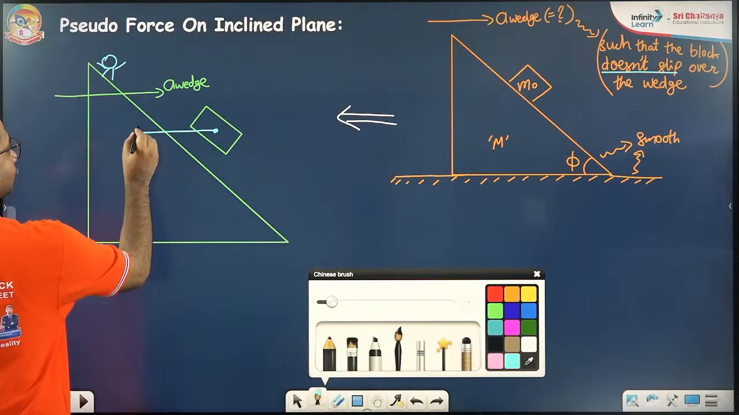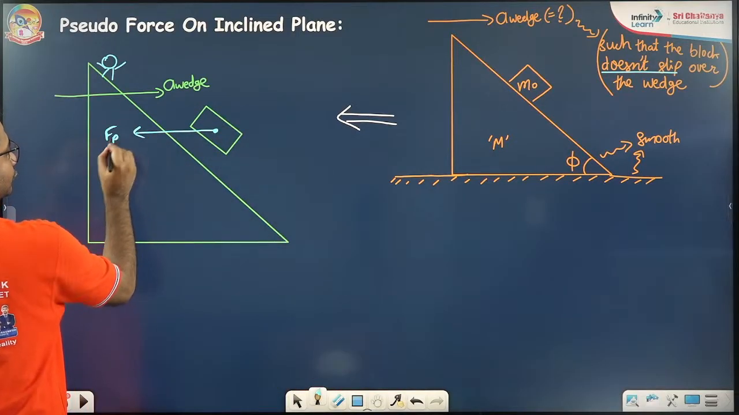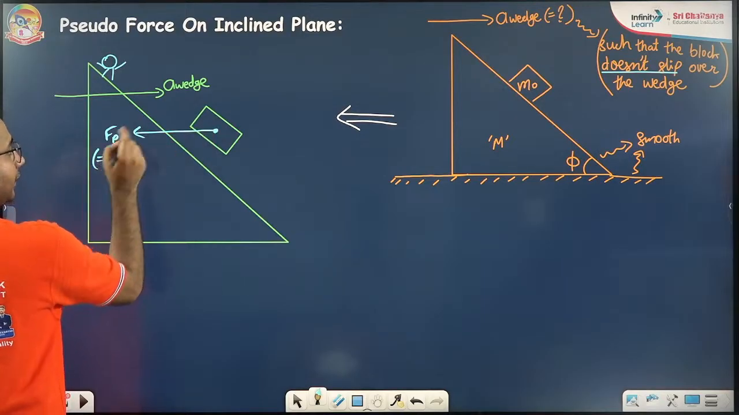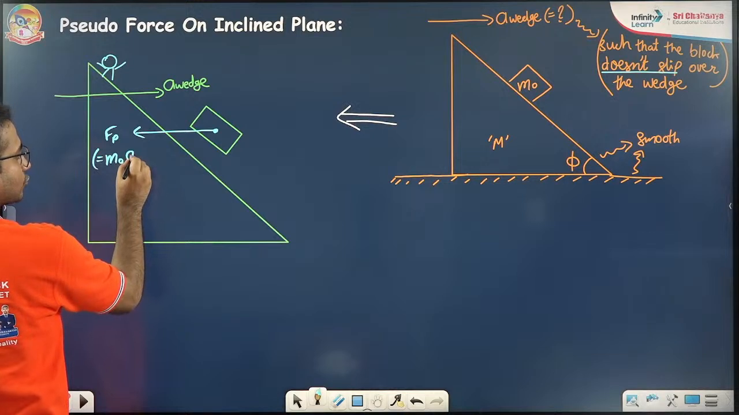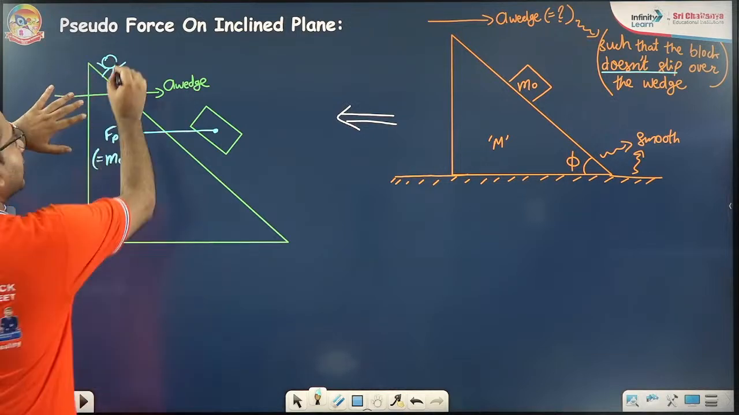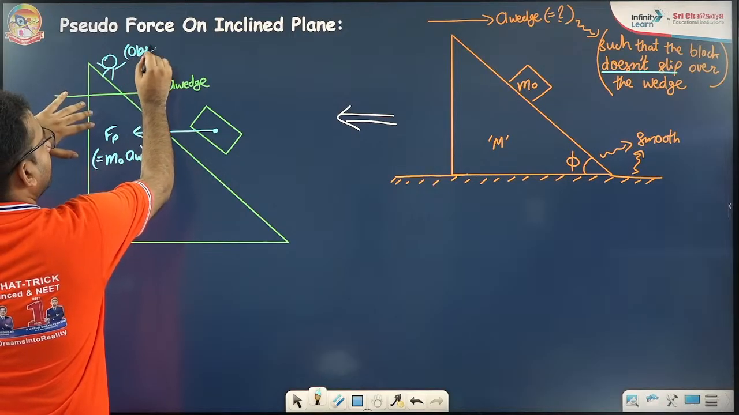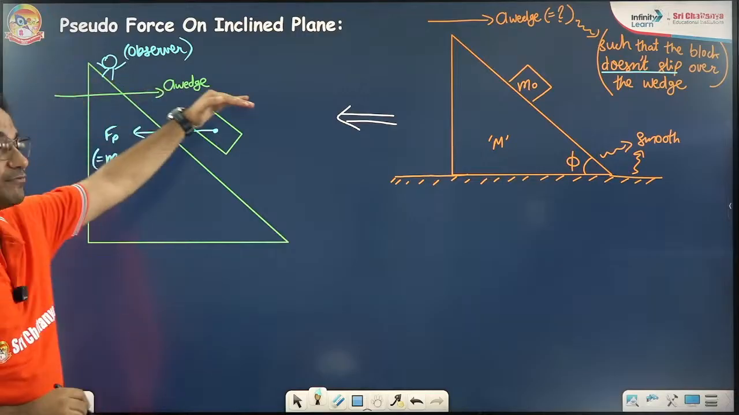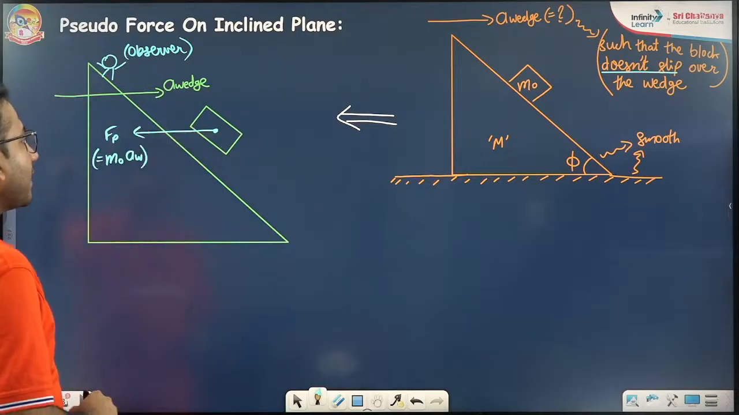Here I have applied a pseudo force. This pseudo force will be given by the mass of the object, that is m0, times the acceleration of the observer. Since the observer is standing over the wedge, the acceleration of the observer and the acceleration of the wedge are going to be the same, in the forward direction. So the pseudo force must be applied in the backward direction.